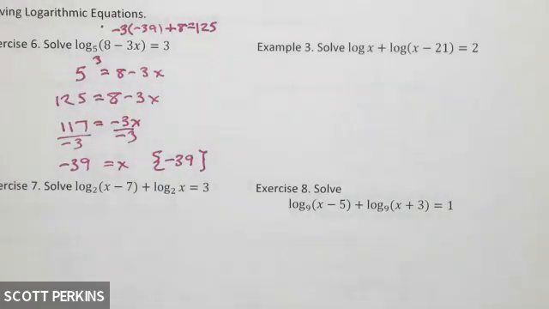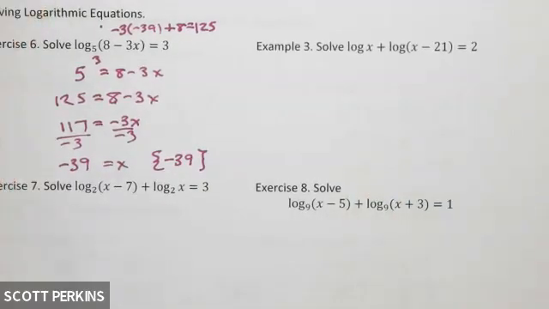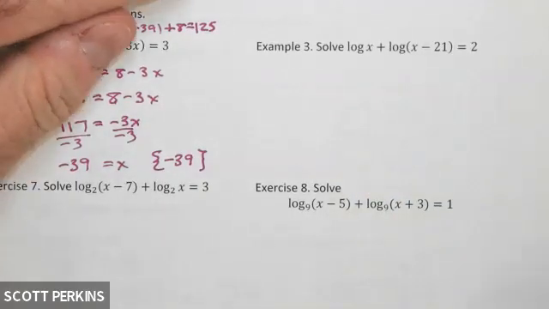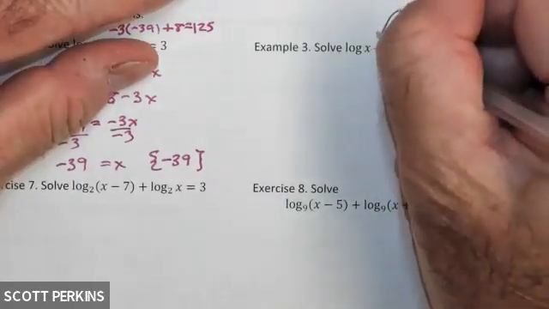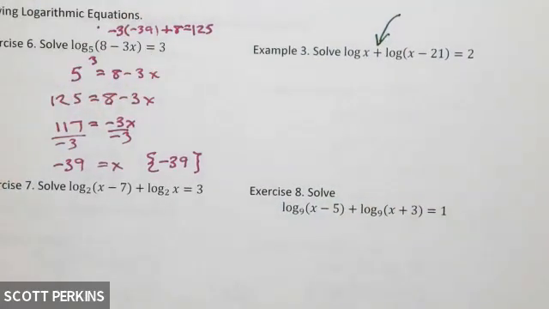So example 3 is my example. So I just want to make sure I've covered all the bases and you feel good and confident. So my example is this. I've got log of x plus the log of x minus 21 is 2. So here's what you've got to remember, though. I've got a sum here. I can't use the definition just yet. I have to have just a single logarithm over here. So I'm going to use the properties of logarithms.